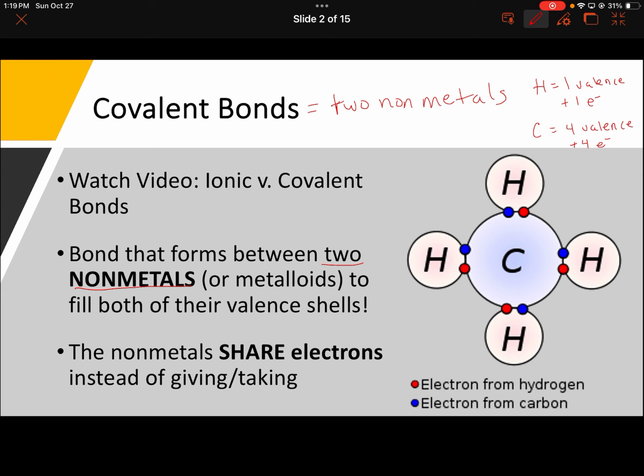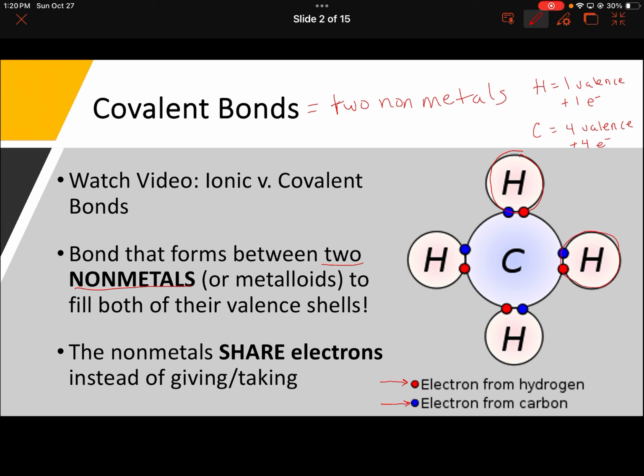So they're both looking to add. So we'll see ionic bonds are a little different, and one wants to lose, one wants to add. But in a covalent, they both want to add. So right here, we see the reds. That's a hydrogen electron, and the blues are a carbon electron. So right here, hydrogen starts to use an electron from carbon, and that gives that hydrogen 2.